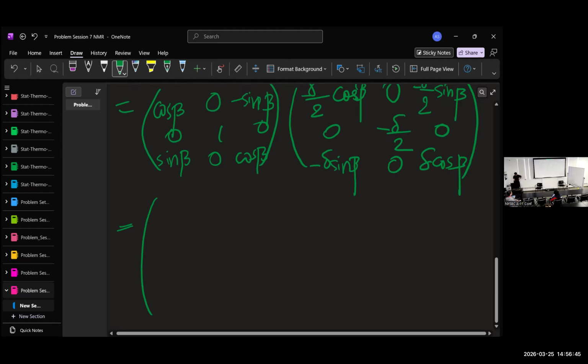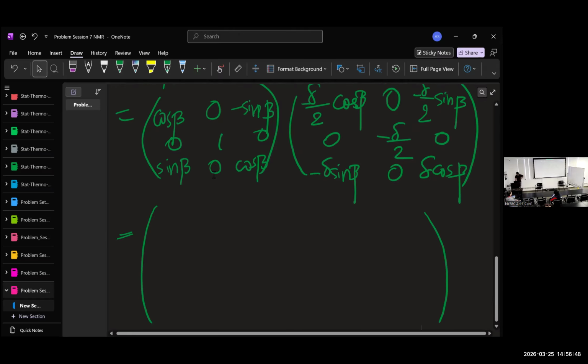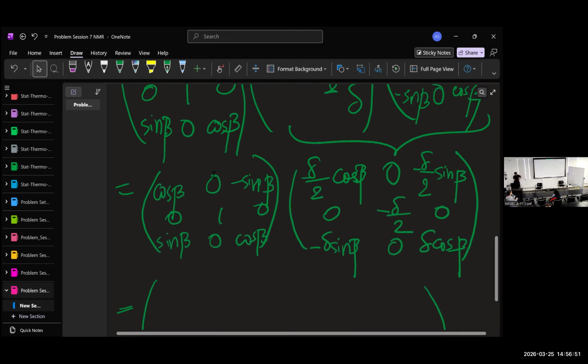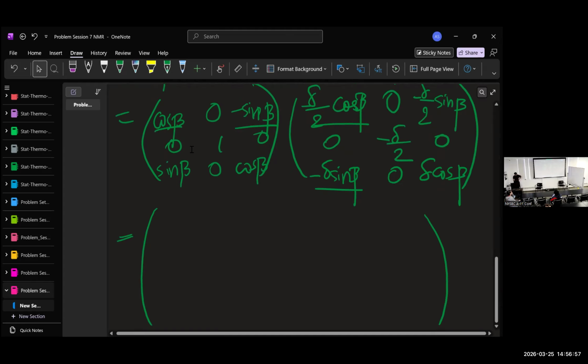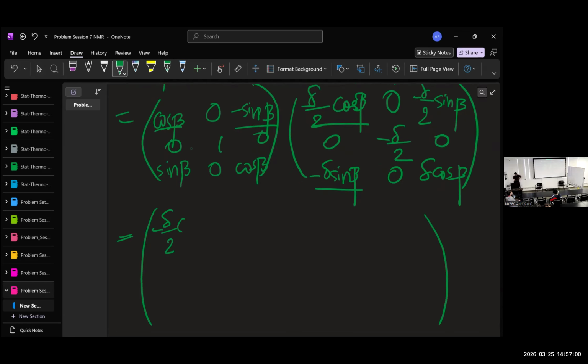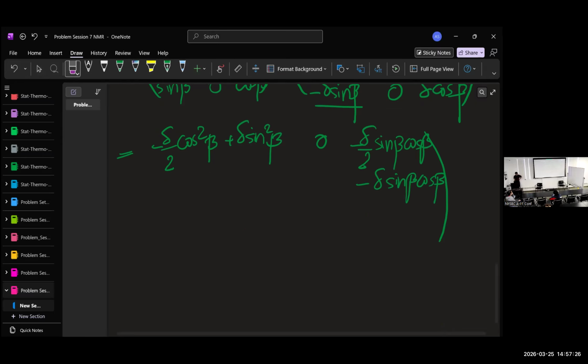Then you do the final matrix multiplication. So this is this followed by this, for example, and then you go through that term by term. That's minus delta over 2 of squared beta. This is a pretty big matrix. It's tough because there's a lot of multiplication going on.